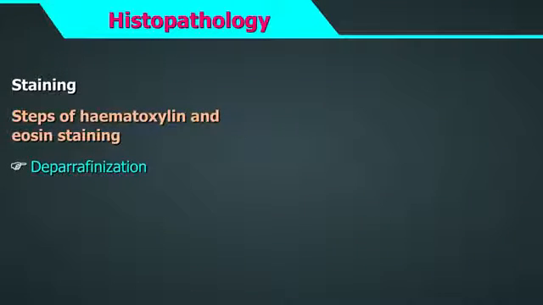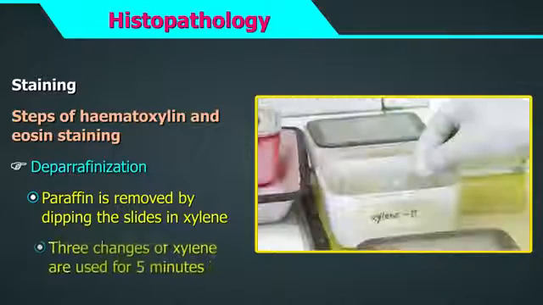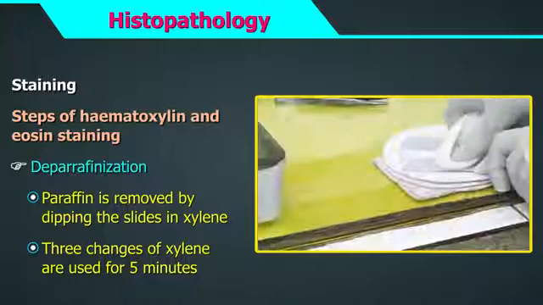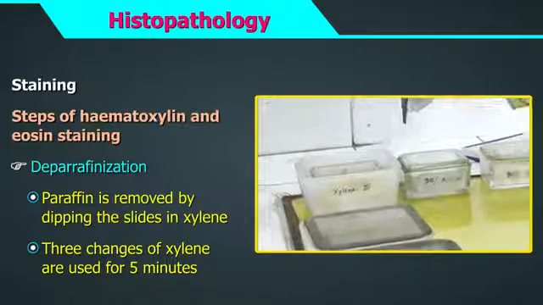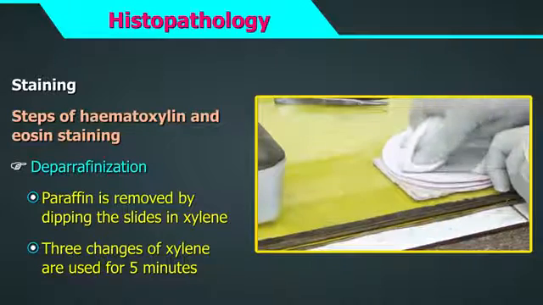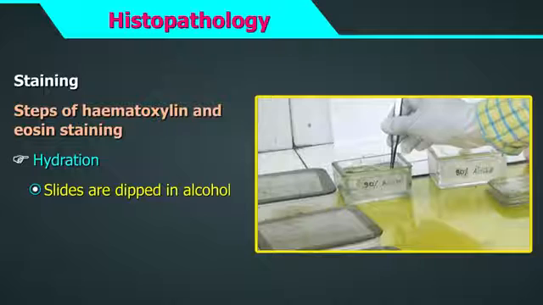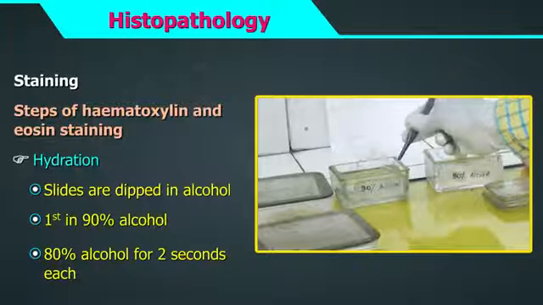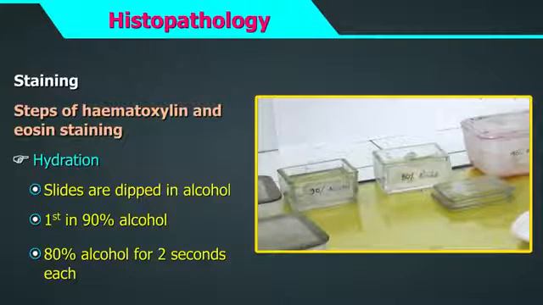Deparaffinization. Paraffin is removed by dipping the slides in xylene. Three changes of xylene are used for 5 minutes each, with gentle wiping of the back of the slide and around the tissue section after each change. The next step is hydration, in which the slides are dipped in alcohol, first in 90% alcohol and then in 80% alcohol for 2 seconds each.